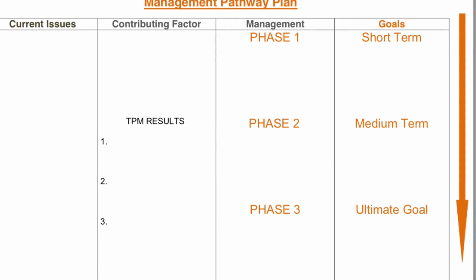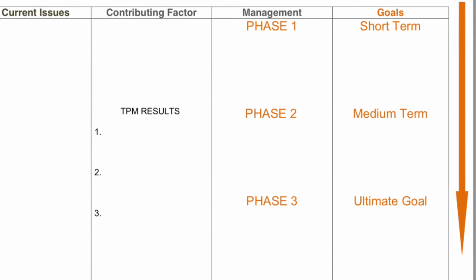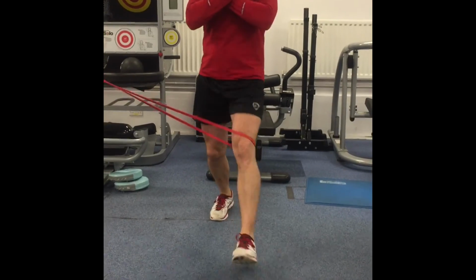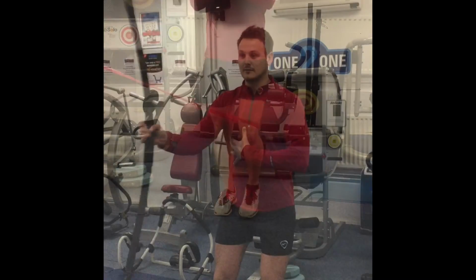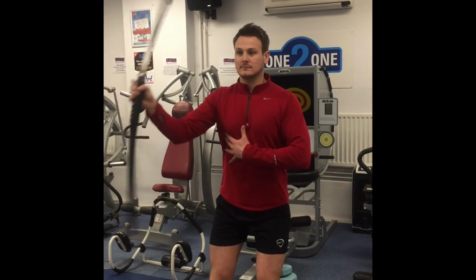Using the report and the goals we discussed initially, we can now set about planning our retraining program. The retraining program consists of specific exercises designed to address the faults and issues identified in your TPM Active screen.